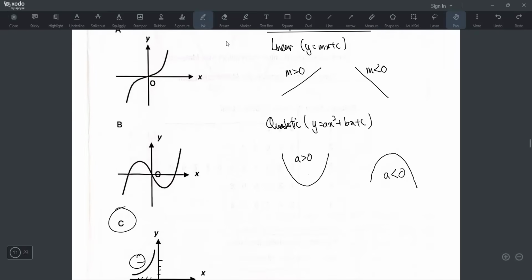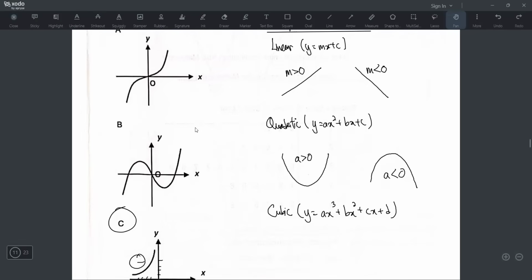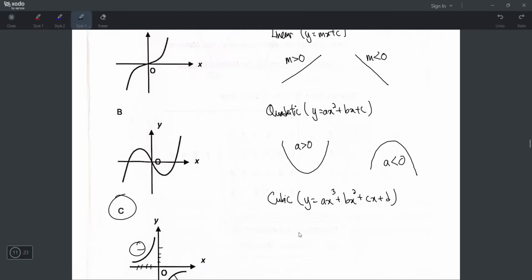Now, for the third graph, we call it the cubic. And the equation looks like this: ax to the power 3 plus bx squared plus cx plus d. For the cubic, how does the graph look like? Let's say this is your y-axis, this is your x-axis. So it's either like this or it will look like this, and it depends on your a. For this one, the a is negative, but for this one, the a is positive.